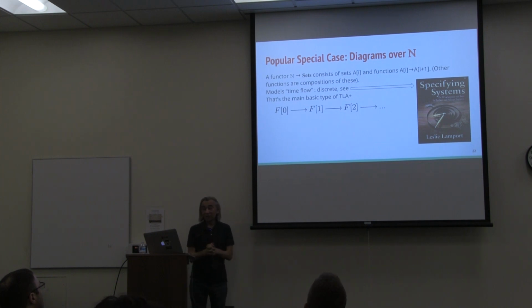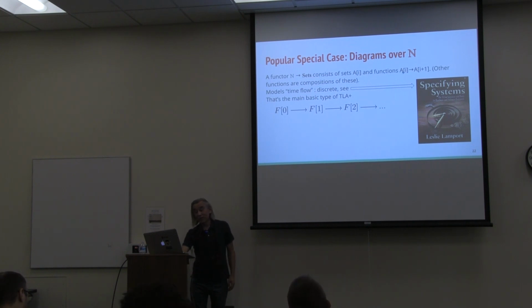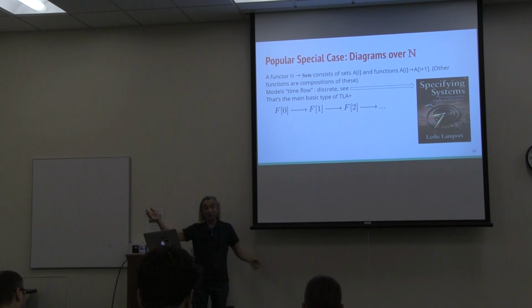Here's an example of a diagram that is pretty popular. It's called TLA plus. And TLA plus is about diagrams in sets over the category of natural numbers. So what does a functor from N to sets consist of? It consists of sets indexed by natural numbers and functions from one to the next. And the other functions, just because we need the functor, are just compositions. We cannot have anything else. So that's it.